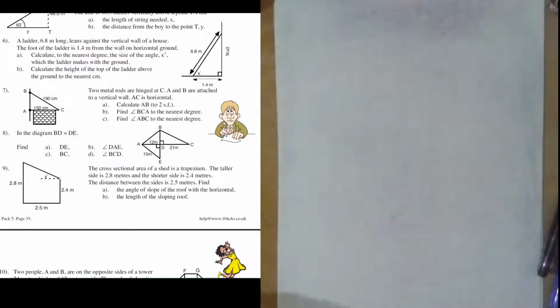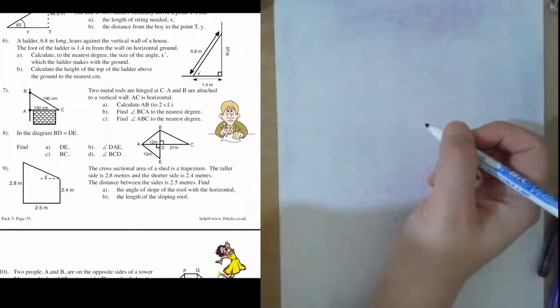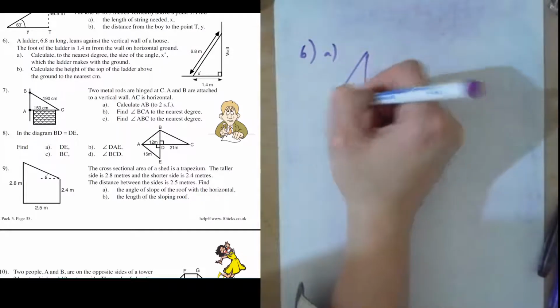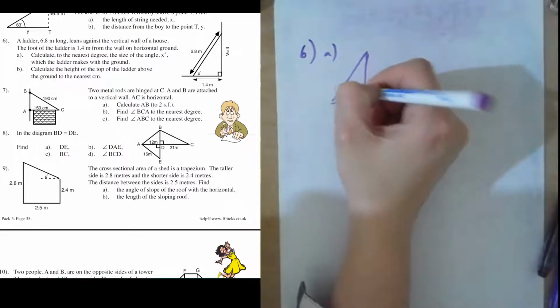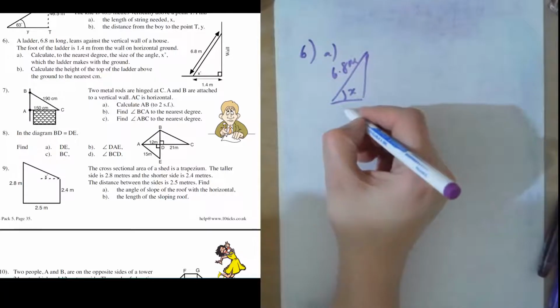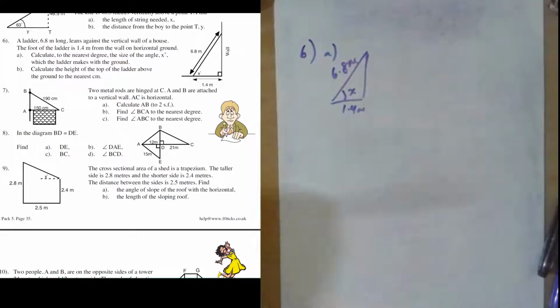Okay, so say if I just get started on question 1. So it says question 1, a ladder 6.8 meters long leans against a vertical wall of a house. The foot of the ladder is 1.4 meters from the wall on the horizontal ground. Calculate to the nearest degree the size of angle X. Okay, so I've got 6A. So this is my X. This is 6.8 and this is 1.4. Okay, so I need to find X.